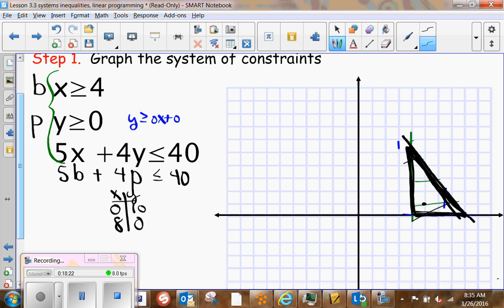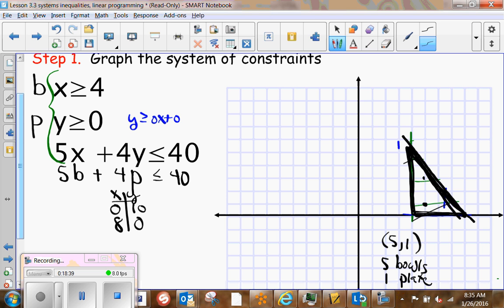So this point right here, that would be 1, 2, 3, 4, 5, 1. That would be 5, 1. So that would be, what did we say, we made our x the bowls. So he can make 5 bowls and 1 plate.